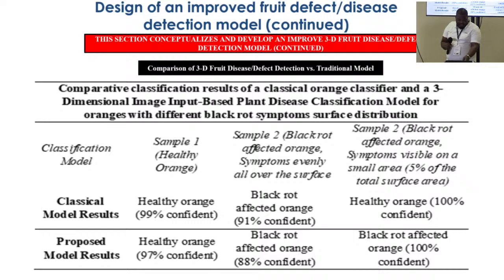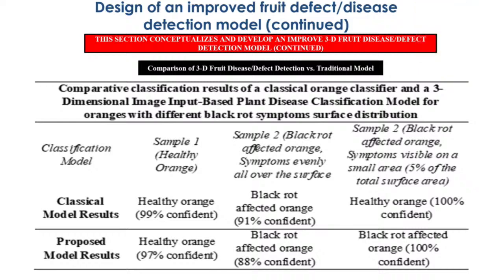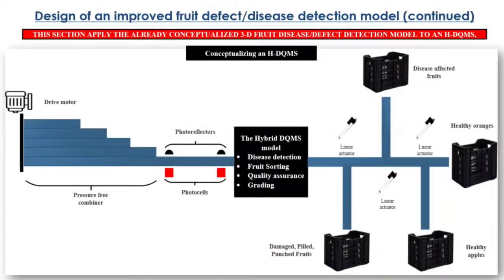As we can see in the results, the healthy orange was classified healthy by both models, and the one with uniform symptoms was also classified correctly. The issue occurred when there was an uneven distribution of symptoms. The classical model made a mistake while the proposed model managed to classify it correctly. So this showcased the capability of the proposed model over the previous model.